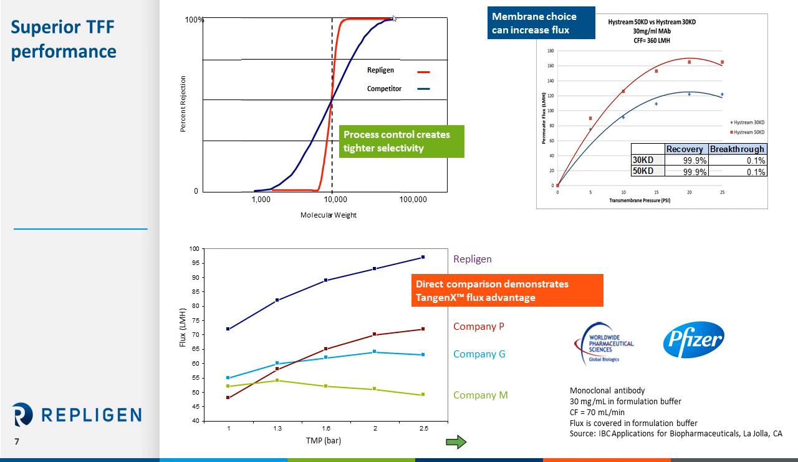Yet another data set comes from an independent study that was performed at Pfizer, comparing membranes from several major suppliers, sort of a membrane bake-off, if you will. All the membranes in the study were 50 kilodalton PES membranes. And in the flux versus TMP experiment shown, the TangenX membrane showed the highest permeate flux rate compared to other membranes in the study.